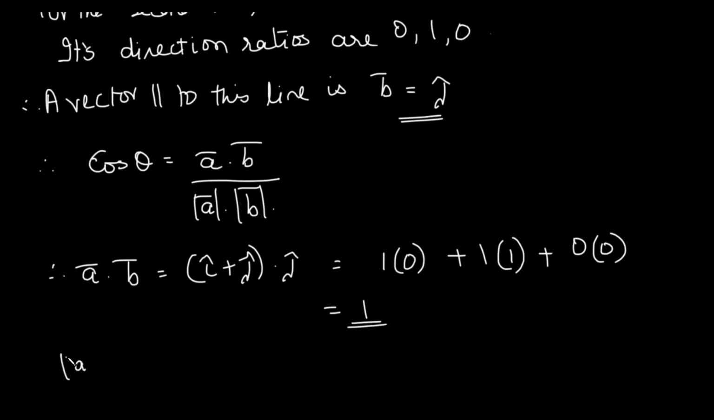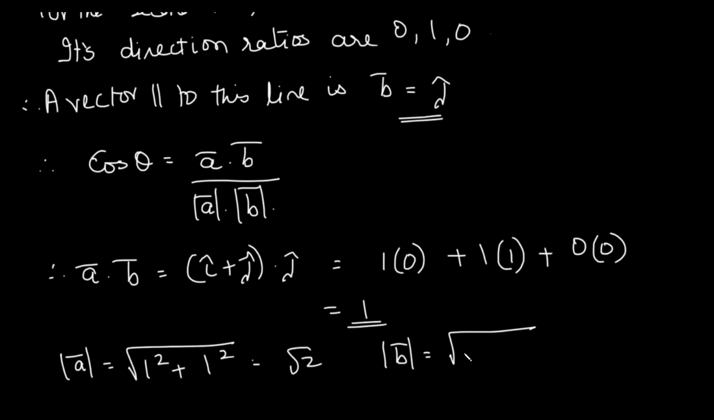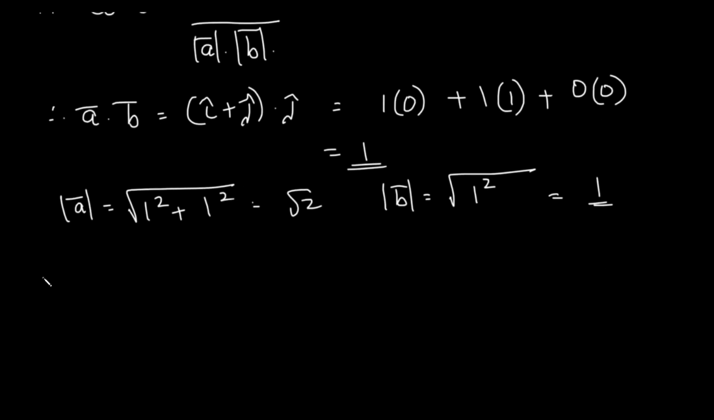Then what is mod a? From this particular vector, we have root of 1 square plus 1 square, which is root 2. And similarly, mod b turns out to be root of 1 square, which is 1. Mod b is 1 actually, we need not have done that also. So now that we got the values for mod a, mod b and a dot b, we can write cos theta is equal to a dot b, which is 1, upon root 2 into 1, which is 1 upon root 2.